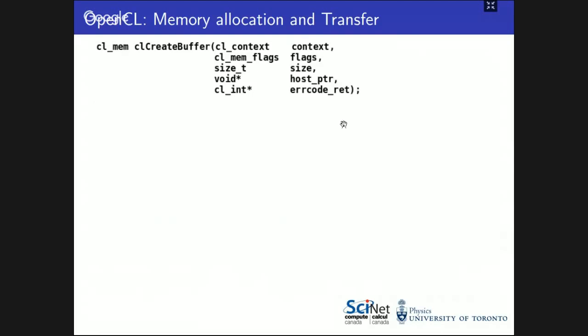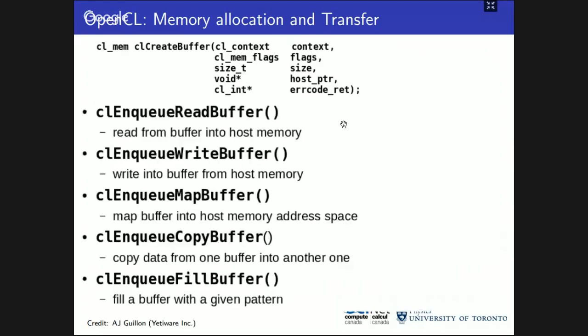So you need a context. It's basically like a kernel if you want. You need the memory flags, you need the type, you need the size, and then pointers to the memories that you want to allocate. For transferring memory, you can read the buffer, write the buffer, map the buffer between different addresses, copy the buffer between different devices, and enqueue the buffer to fill with a given pattern.